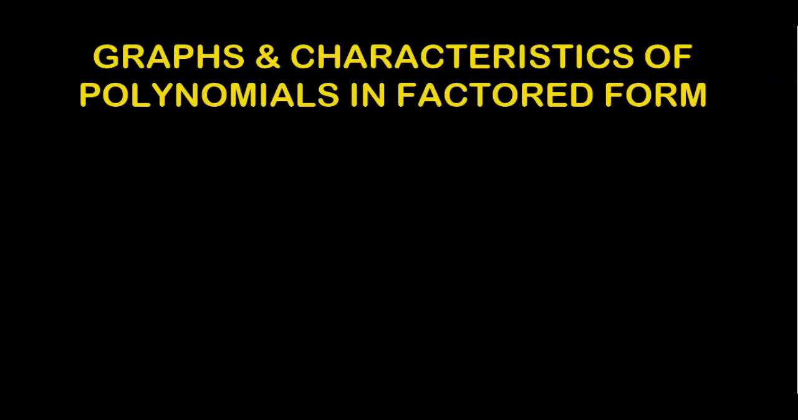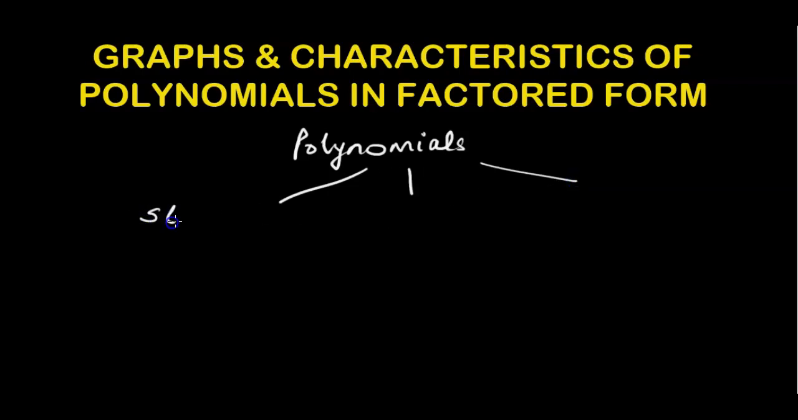Hey guys, in this lesson we will understand how to make the graphs and write down the key characteristics of polynomial functions given in factored form. We have learned in one of the previous lessons that polynomial functions can be written in three different forms. One is called standard form, one is called vertex form, and one is called factored form.